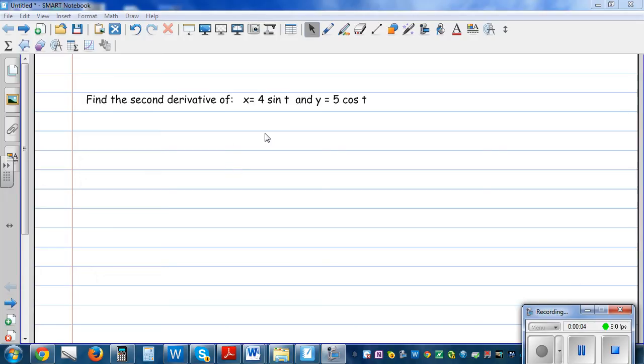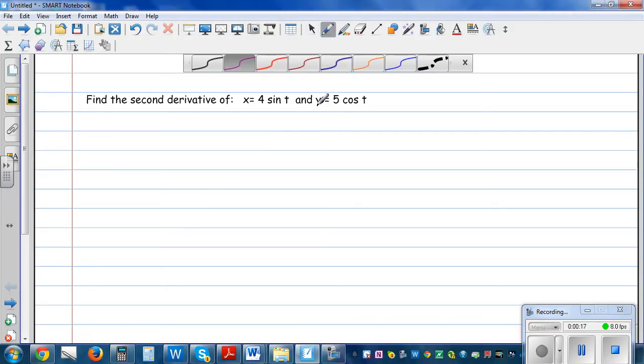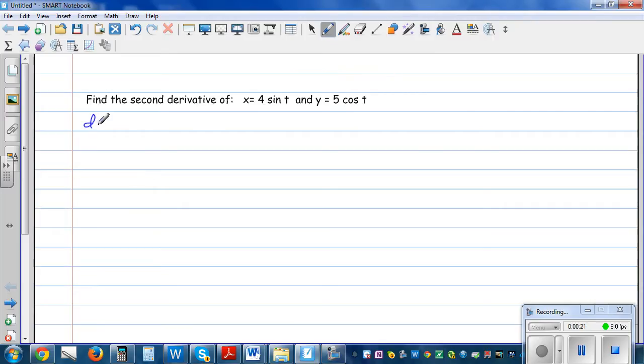Continuing with the second derivative, let's look at this parametric function where x is defined as 4 sine t and y is equal to 5 cos t. Okay, so the first thing, let's differentiate x and y with respect to t. So dx by dt is, the differentiation of sine is cos, so that will be 4 cos t.